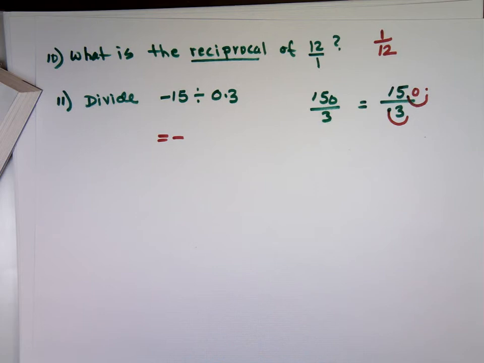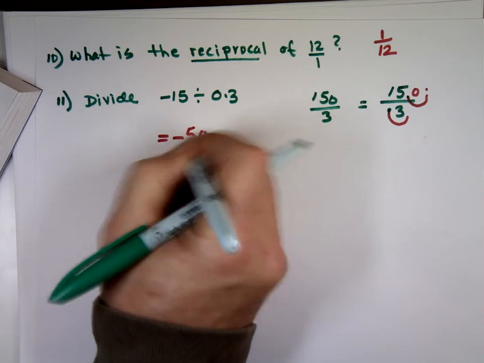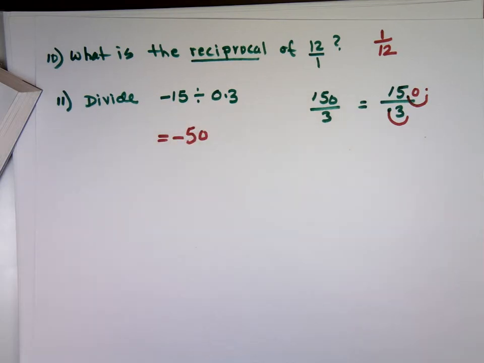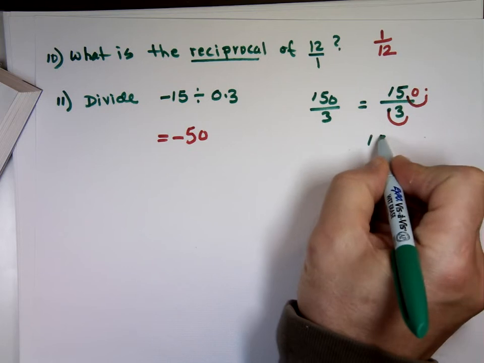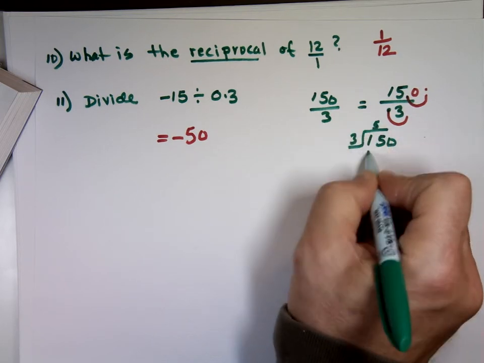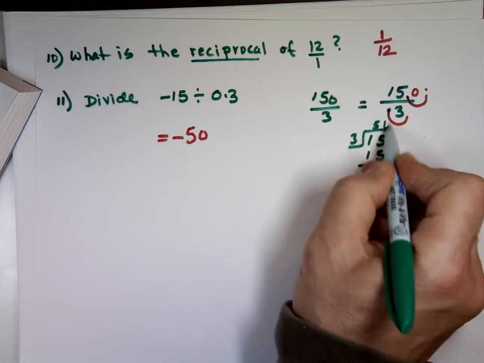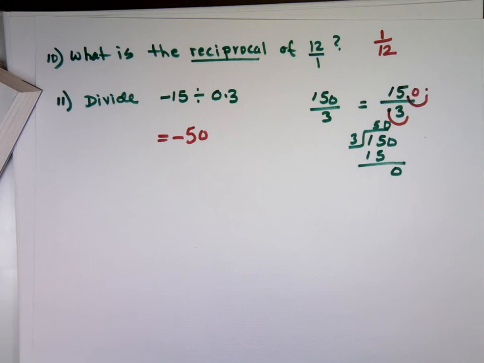And if you divide 150 by 3, what are you going to have? 50. So the minus sign, I already have it here. So it's a negative 50. In case you forgot your division, you go 150 divided by 3 is 5. 5 times 3 is 15. Bring that 0 down. 0 by 3 is 0. So you have a negative 50.